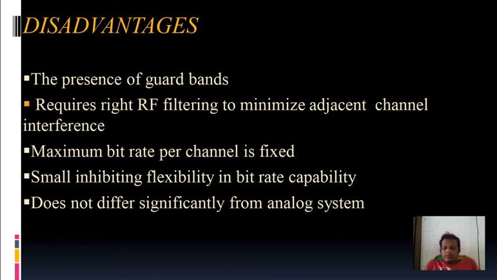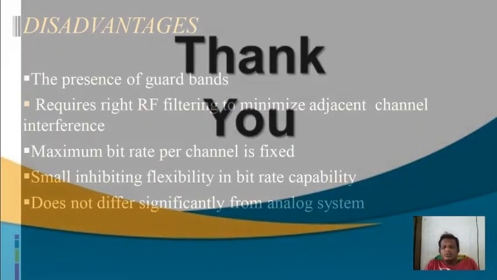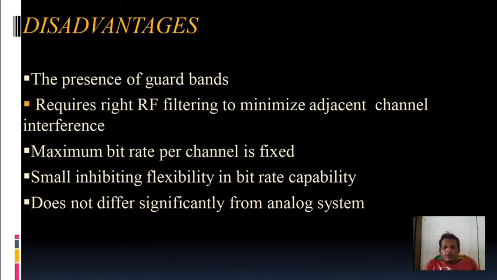So now your work is to think about the main comparisons between TDMA and FDMA. Please think about it for some time. In the next session we will see how you can compare TDMA with FDMA. Thank you.